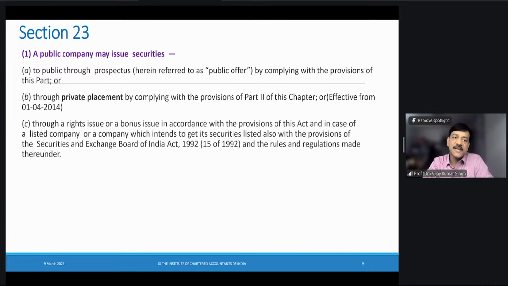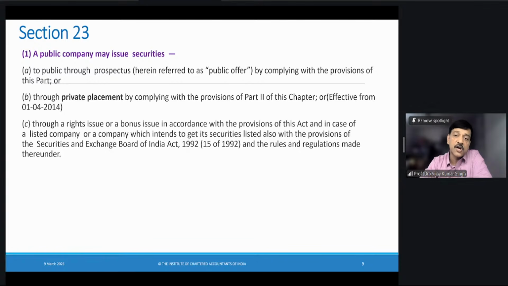Or a public company can also go for private placement by complying with the provisions of part 2 of this chapter. So it is not necessary for a public company to always raise capital from the public, okay? It may go for a private placement. It may go for a private arrangement of raising capital by way of issue of specific securities, or maybe you can say by way of a loan from the government. A similar kind of situation it may have, wherein they can issue securities.